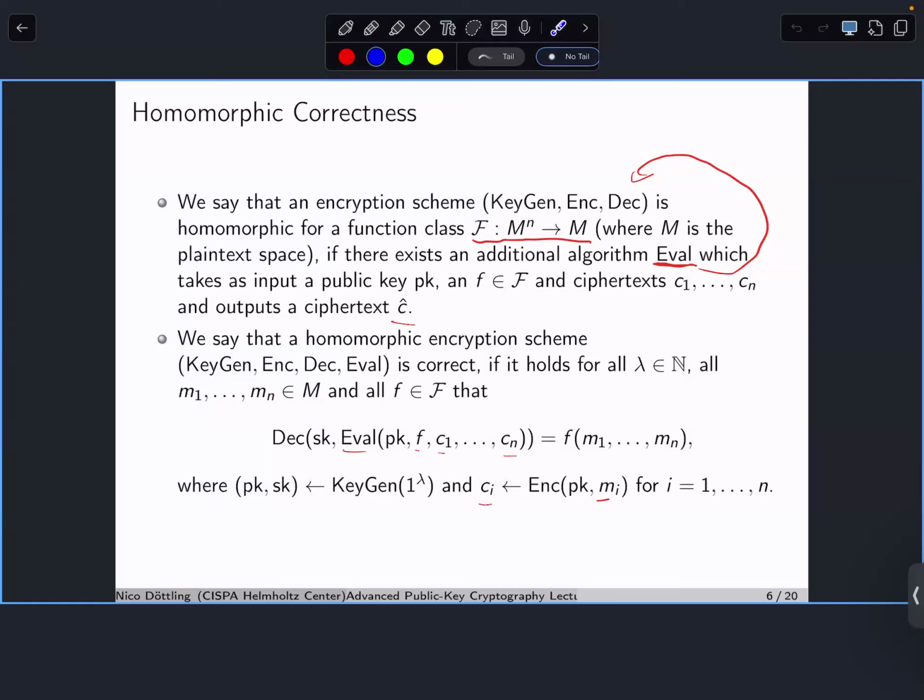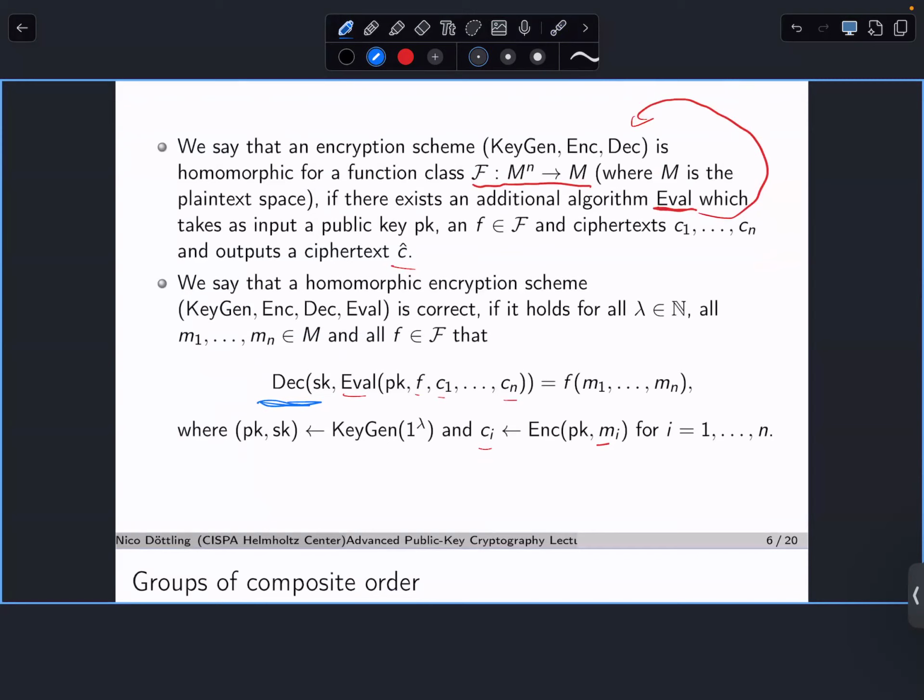Something that I didn't say last time: when we talk about homomorphic encryption, we're not asking for the encryption algorithm to be homomorphic, right? When you hear homomorphic encryption, you might think clearly the encryption algorithm is homomorphic. That's not what we're asking for. We're essentially asking for the decryption algorithm to be homomorphic, right? Because what are we having here? We can slightly rewrite this. Decryption is homomorphic.